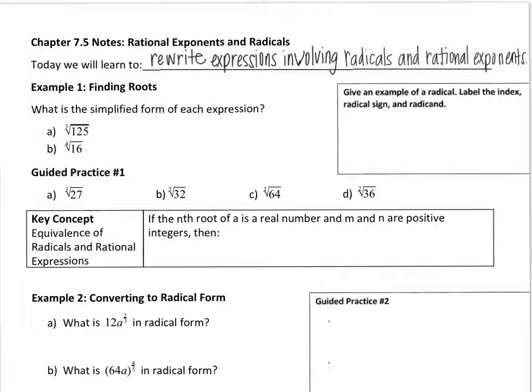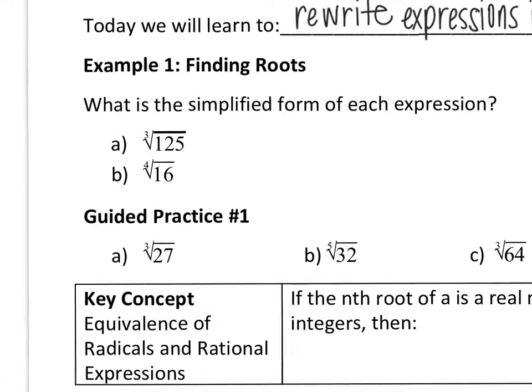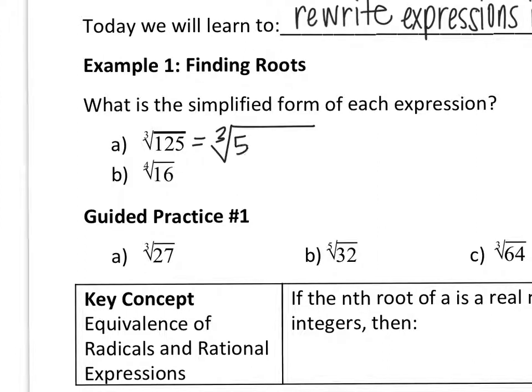Chapter 7.5. Today we're going to learn how to rewrite expressions involving radicals and rational exponents. Example 1. We want to find the cube root of 125. You can do it in two different ways. The cube root of 125 is the same thing as 5 times 5 times 5, so the cube root of 125 is going to be 5.